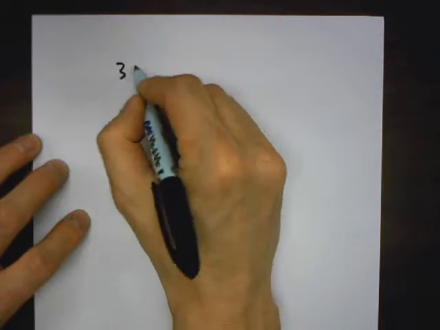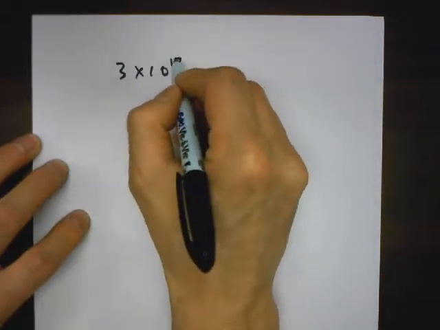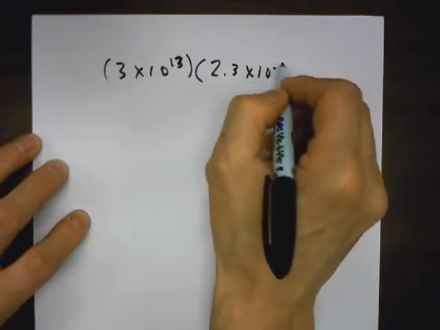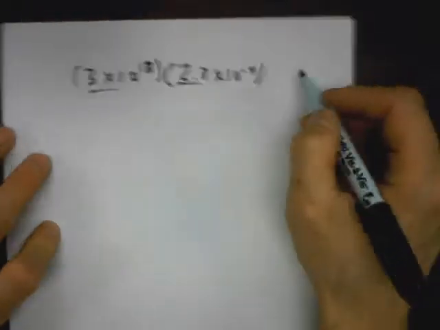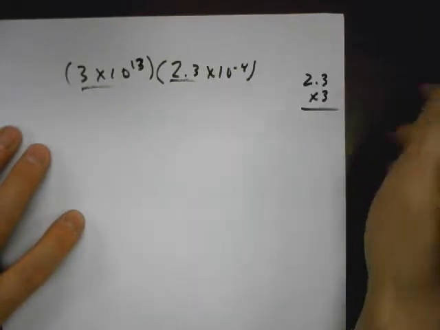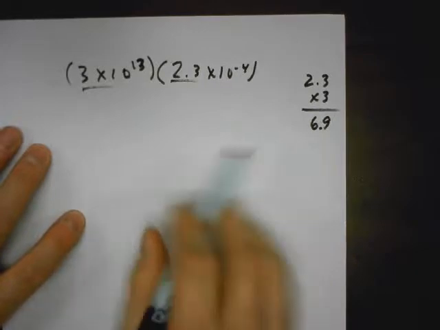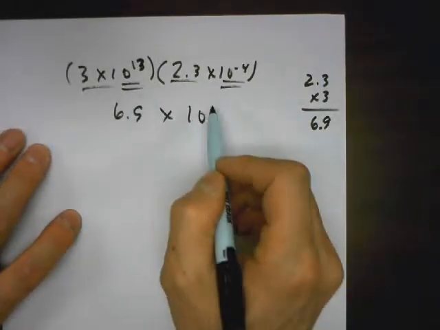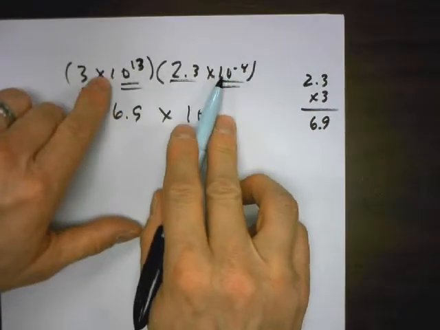Number 2. We're going to find the product of these two scientific notation numbers. So I have 3 times 10 to the 13th power times 2.3 times 10 to the negative 4th power. Okay, I'm going to multiply these two over here. I got 2.3 times 3, 6.9. Now I do my tens. I copy the base and I add the exponent just like I did with those other ones.